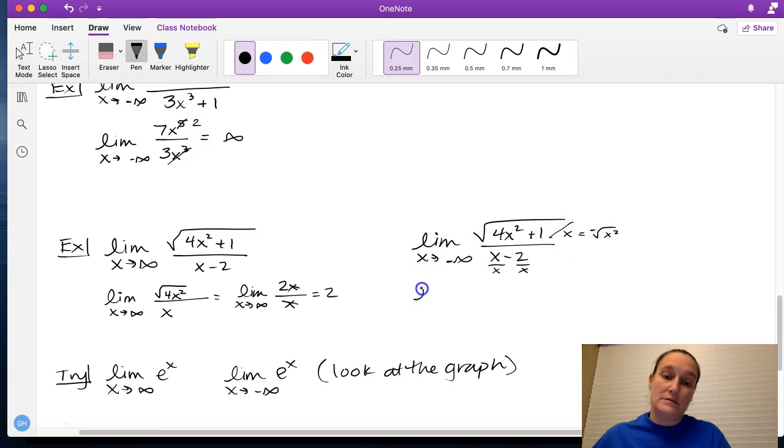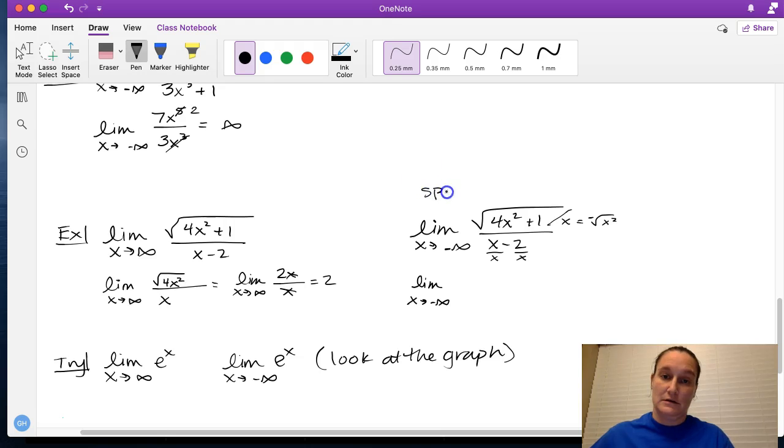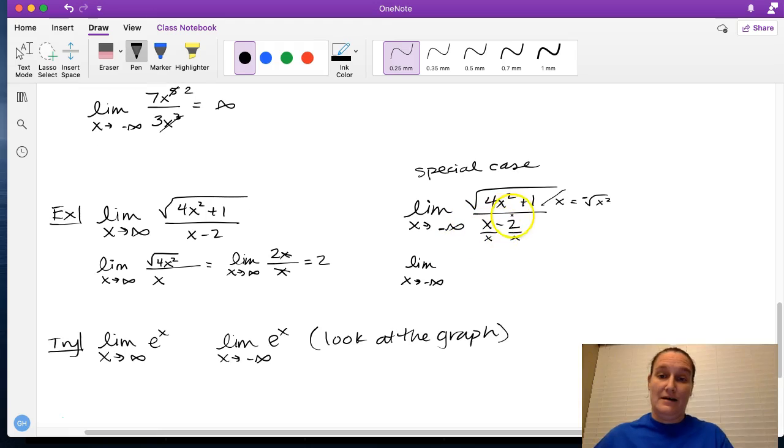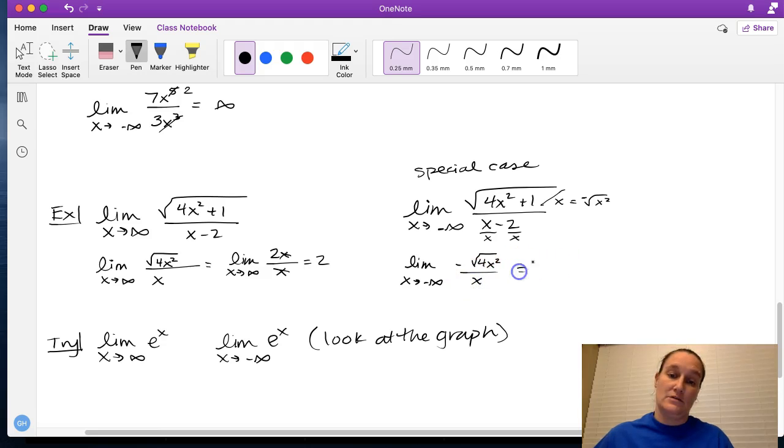So what happens is when x is going to negative infinity, and this only happens with the square root, it's a special case you have to kind of memorize, really. It only happens with the square root. When you do this whole boiling down thing, you have to add a negative to it. So you have to do negative 4x squared over x. And then you do your whole thing and you get negative 2. That is only because that's negative infinity, and only with a square root.